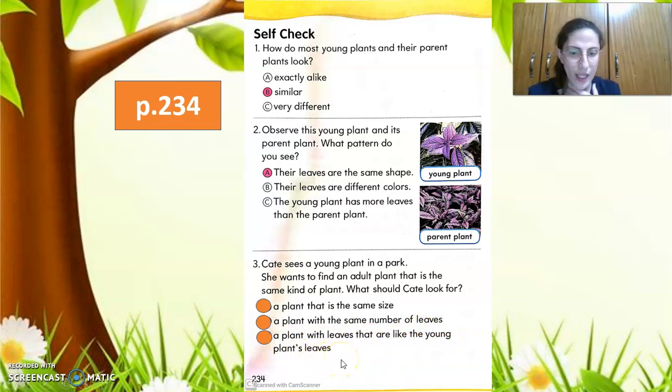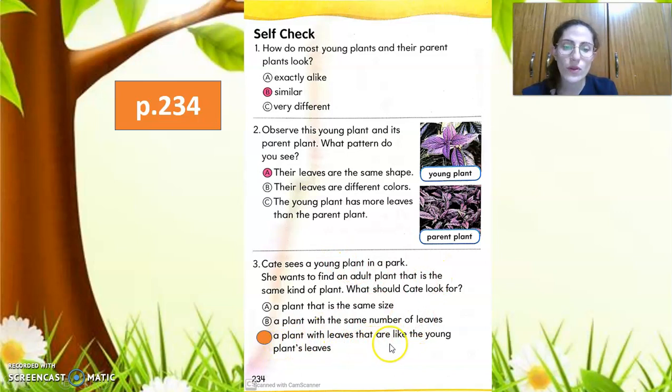So we think. Kate saw a young plant in a park. She wants to find its parent plant, what should she look for? A, a plant that is the same size. This is incorrect because the younger plant does not have the same size as the parent plant. B, a plant with the same number of leaves. Also, this is incorrect because the younger plants, as we studied, have fewer leaves than their parent plants.